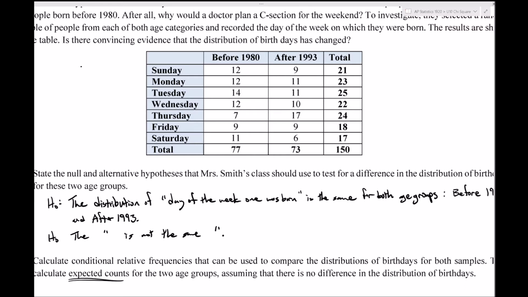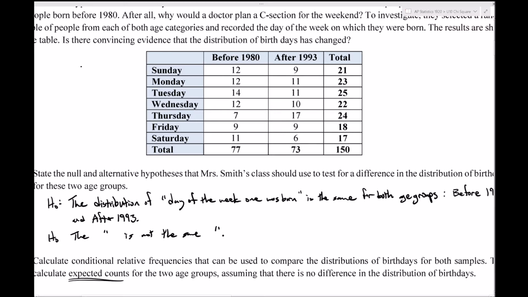What we do is we use the fact that we have 77 in one age group, 73 in the other age group. We take those as percentages out of the total for these combined populations. So we have a total of 150 people, and we need to keep in mind that 77 out of those 150 were in the before 1980 category. 73 of those same 150 people were in the after 1993 category.